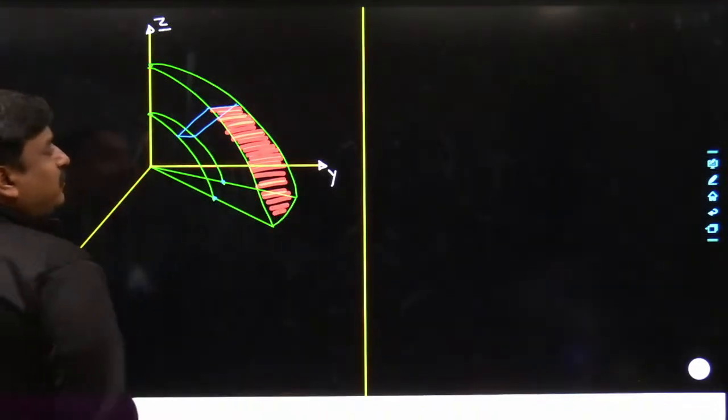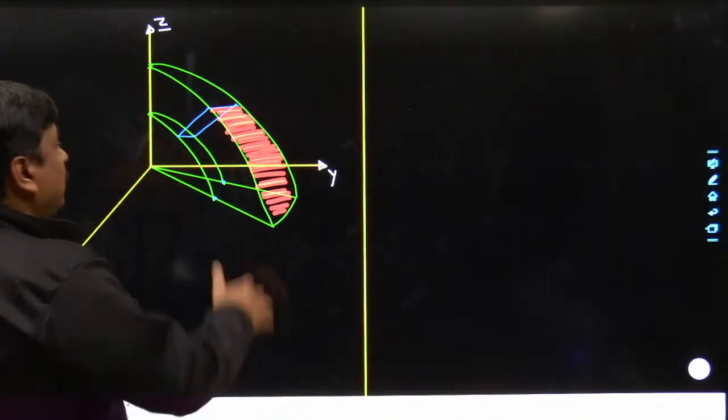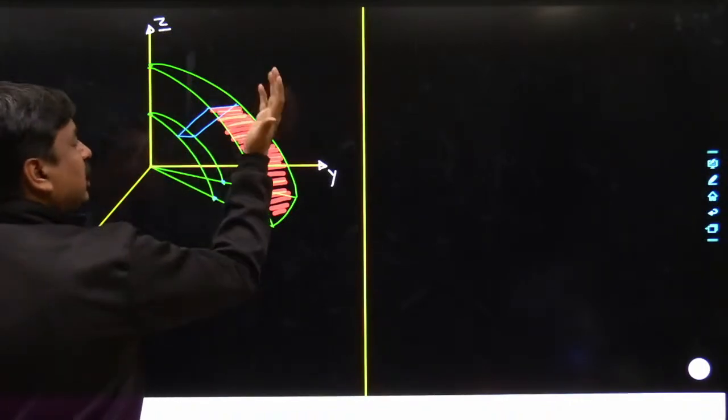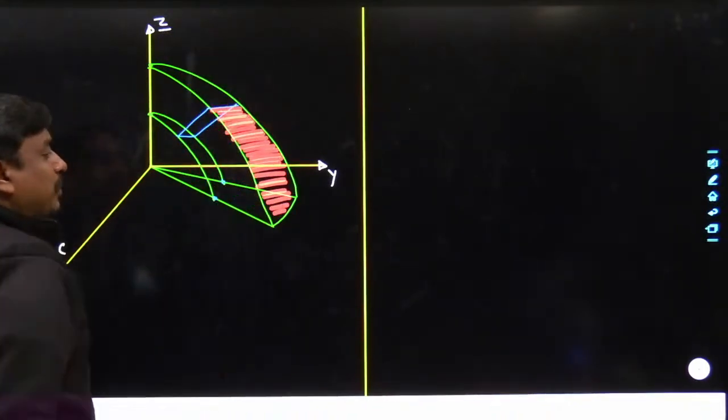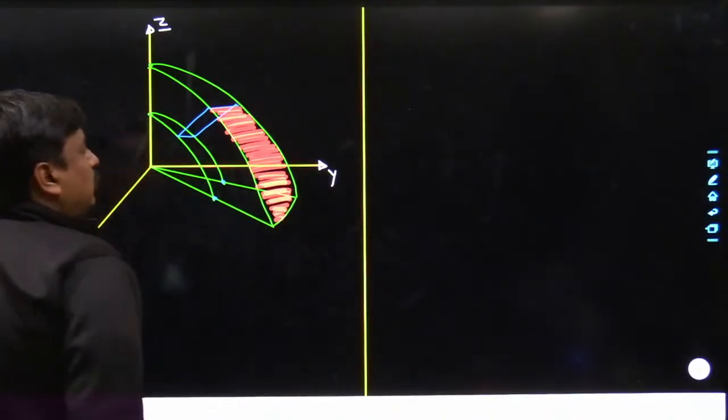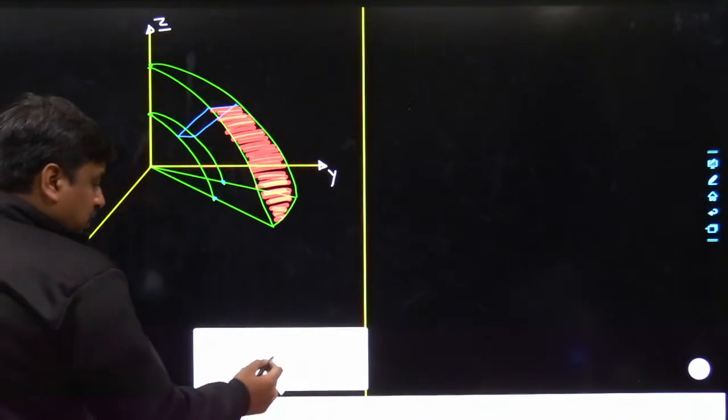How many surfaces do you have? The sixth number of surface you have. This annular surface, this down surface, and you will be having an outer periphery. So here goes the first surface. Here comes the second surface.